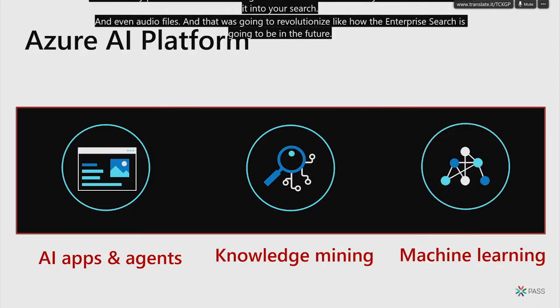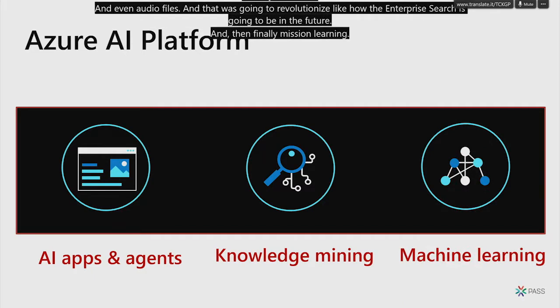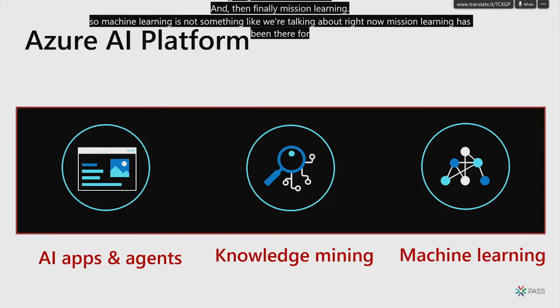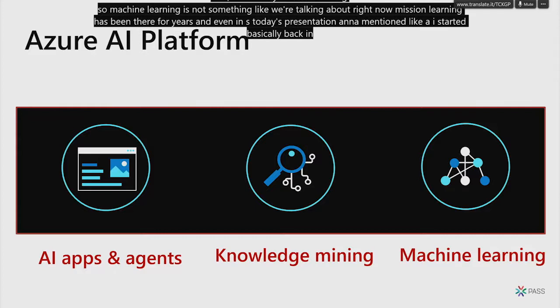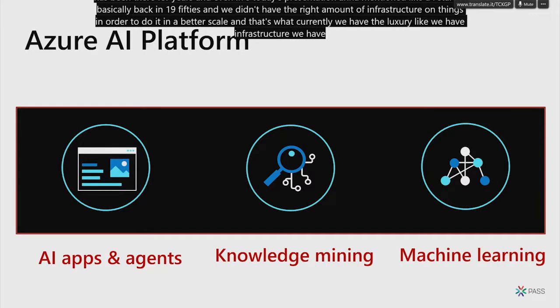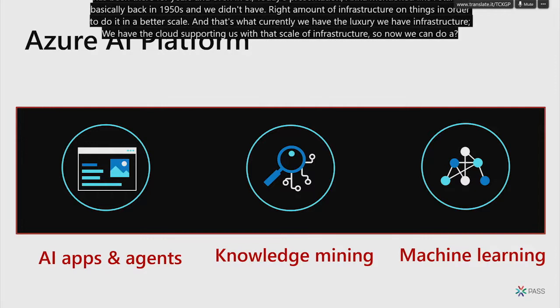And then finally, machine learning. Machine learning is not something we are talking about just now. Machine learning has been there for years, and even in yesterday's presentation, Anna mentioned that AI started basically back in the 1950s, but we didn't have the right amount of infrastructure in order to do it at a better scale. And that's what we currently have the luxury of: we have the infrastructure, we have the cloud supporting us with that scale of infrastructure. So now we can do a lot of things using machine learning and deep learning.